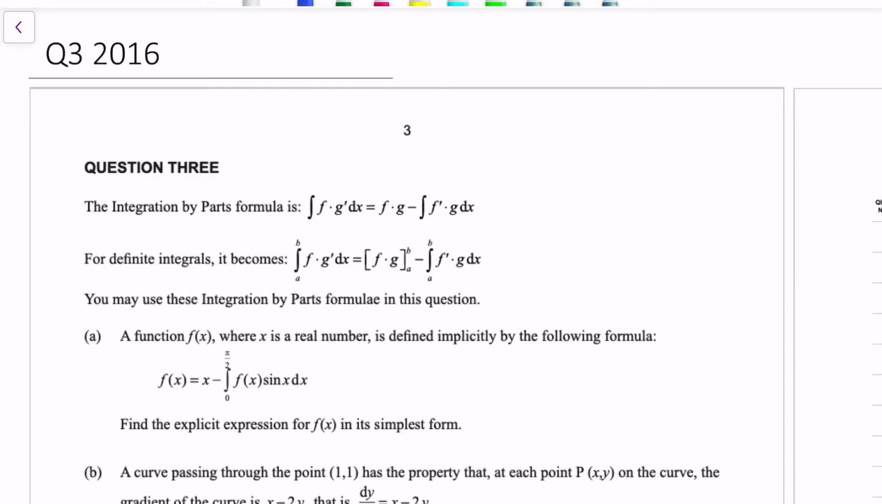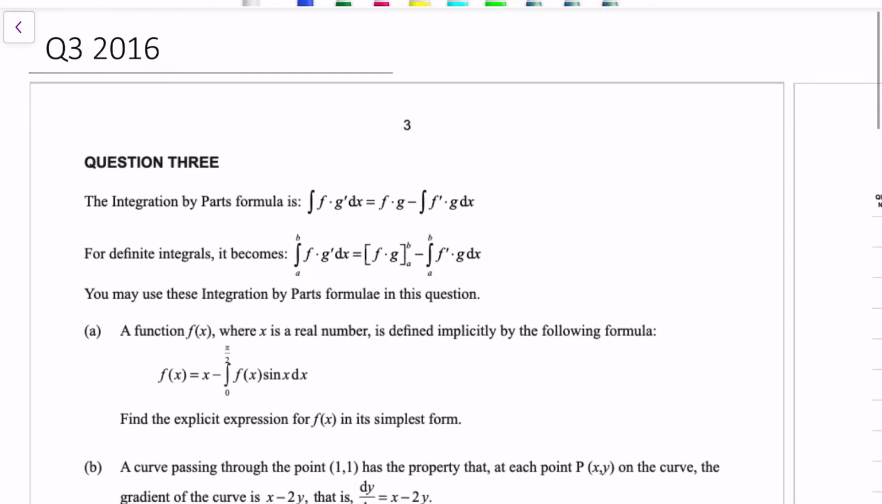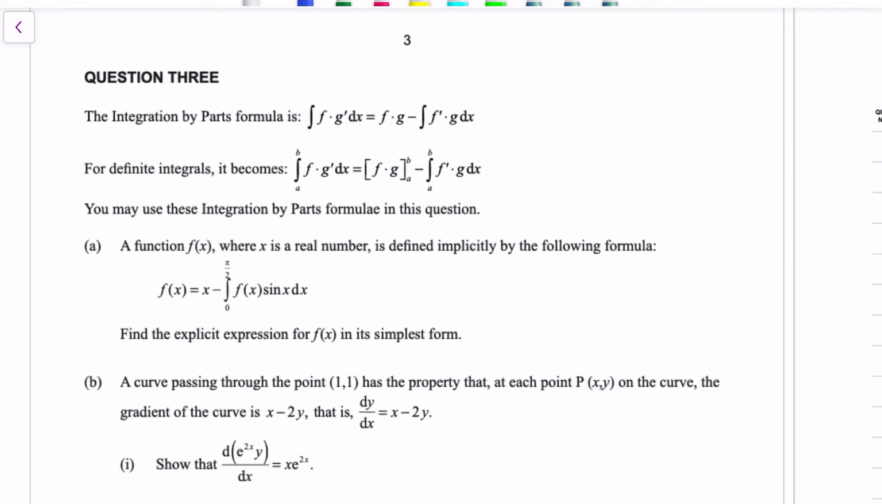Kia ora and welcome to this video on question 3 of the 2016 Scholarship Calculus exam. There's two parts to this. Part A is a sneaky integral problem. Part B is finding the equation of a curve from a differential equation. So both questions are set in the integration domain.